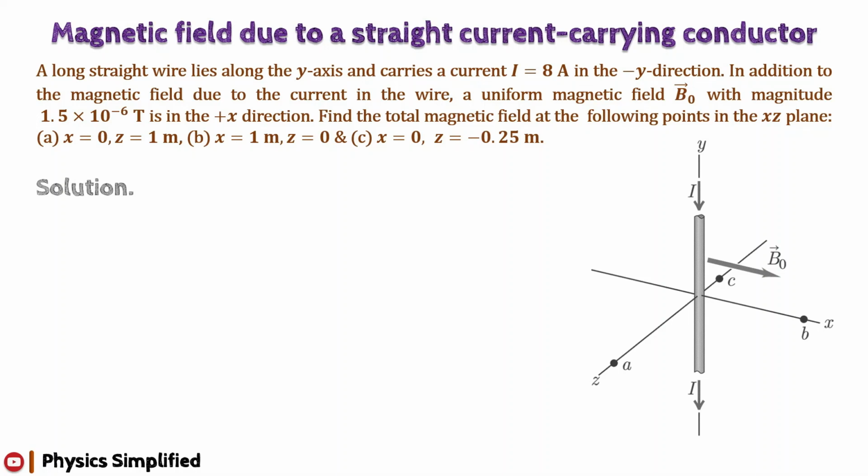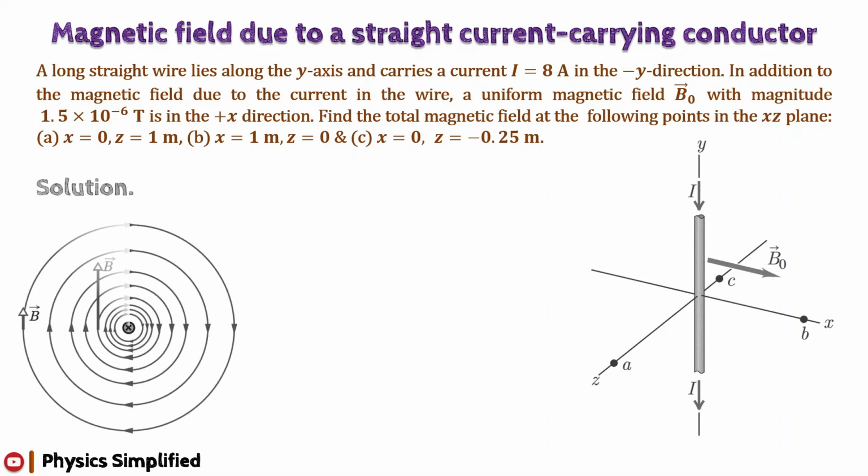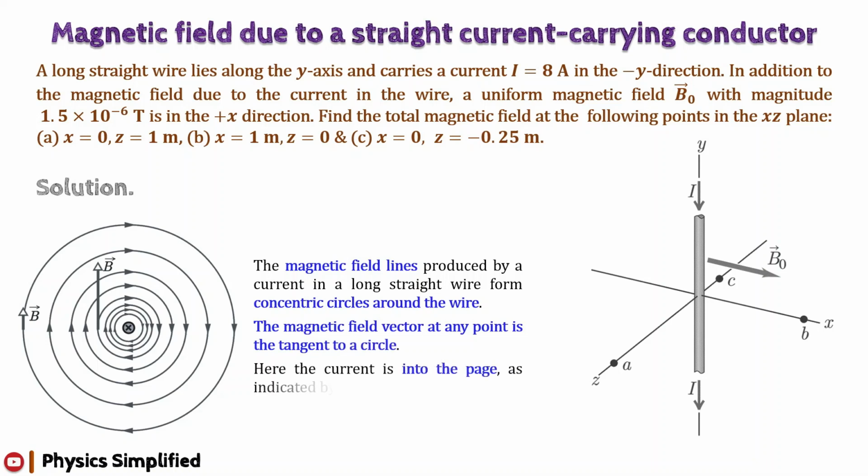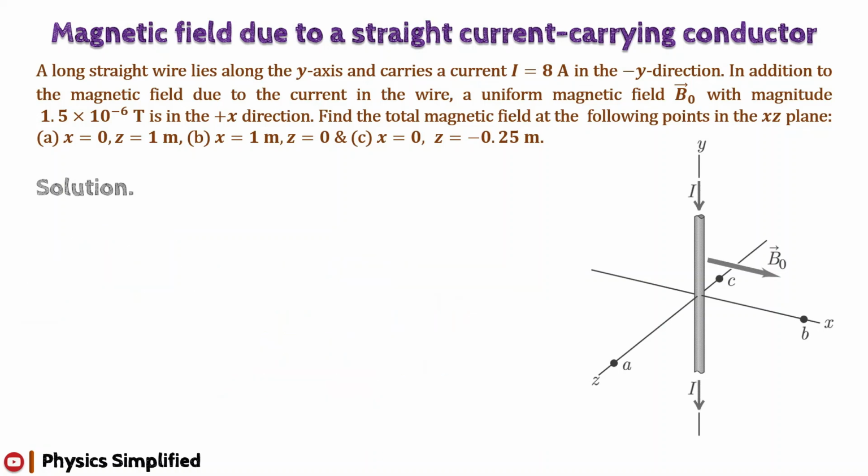Before solving the problem, let us know the orientation of the magnetic field lines due to the flow of steady current through a straight conductor. See the diagram. If a steady current flows through a straight wire, the magnetic field lines produced around the wire are in the form of concentric circles. The current through the wire is into the page and is indicated by the symbol encircled cross. From the figure we find that the magnetic field vector at any point around the wire is tangent to a circle. Let us now observe the situation from the side.